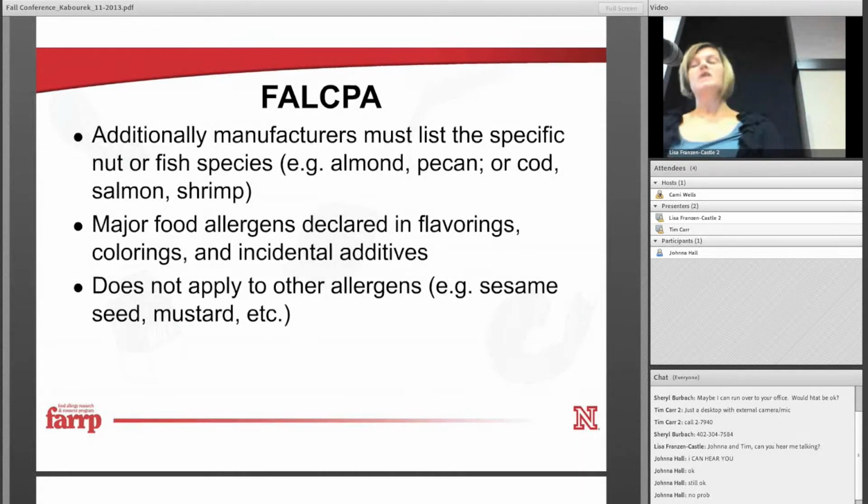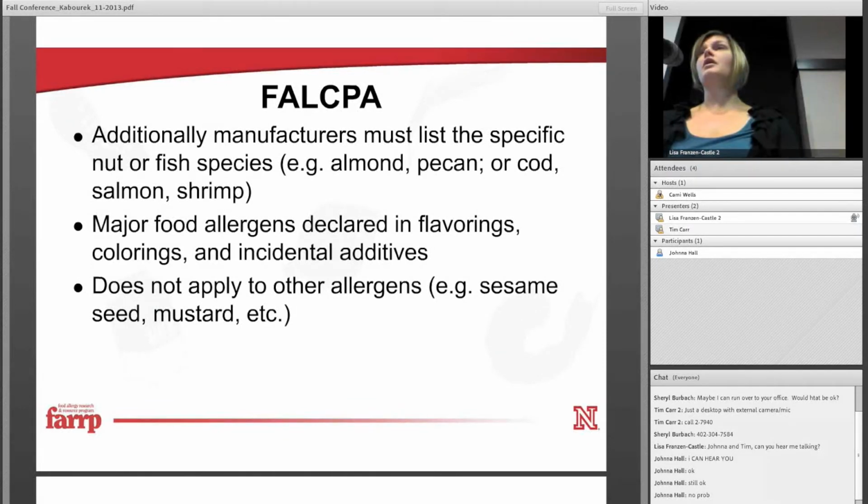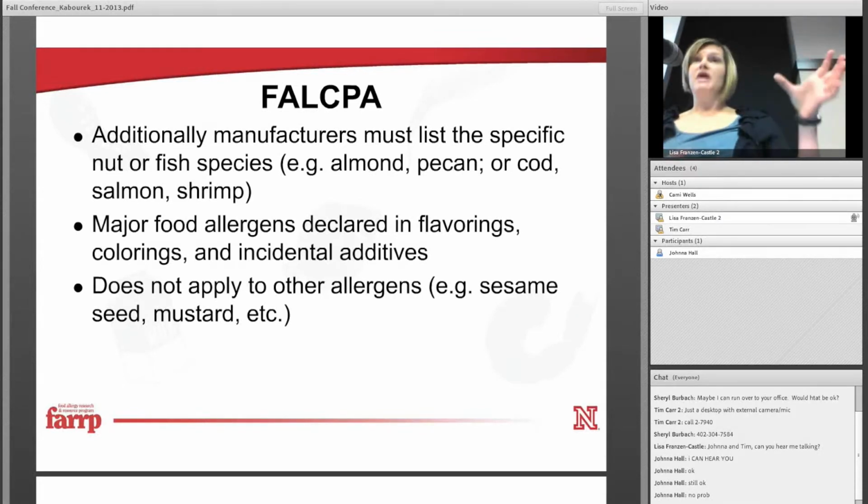Manufacturers also have to specifically name the tree nut, so they have to put pecan, almond, walnut in their statement, and they also have to declare what species of fish or crustacean shellfish. They also have to declare if any of their flavorings or natural flavorings, additives, colorings, anything comes from one of the big eight food allergens. And the big eight was in the pie graph: egg, milk, peanut, shellfish, soy, and so on.